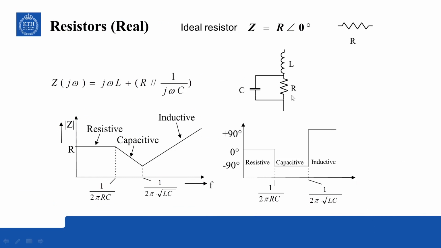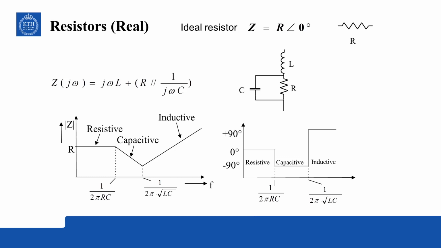Consider a real resistance R. It has, due to the leads and due to the construction of the resistor, some parasitic inductance L and some parasitic capacitance C. Now at DC value, the parasitic capacitive impedance is very high, and the parasitic capacitive impedance reduces as the frequency is increasing, and at the same time the parasitic inductive impedance is increasing as the frequency is increasing.